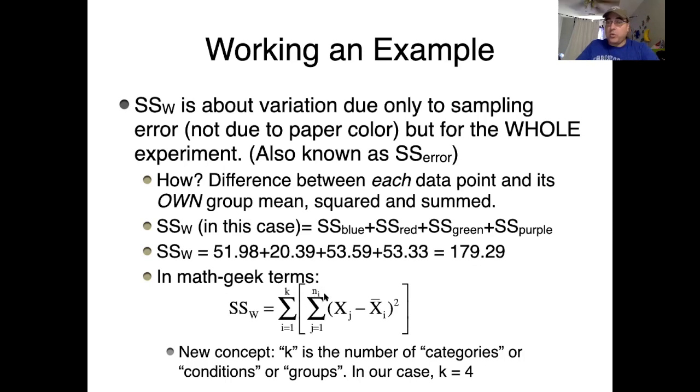For the purple group, n of the 4th group, n sub 4, is going to be 7. So you only do that 7 times. When you do all that and you add them all together, you will get this number, 179.29. This expression right here, sum of squares blue, red, green, purple, is another version of exactly this thing right here. But the thing to remember is K. K is the number of groups. That's going to come up again when we start talking about degrees of freedom.